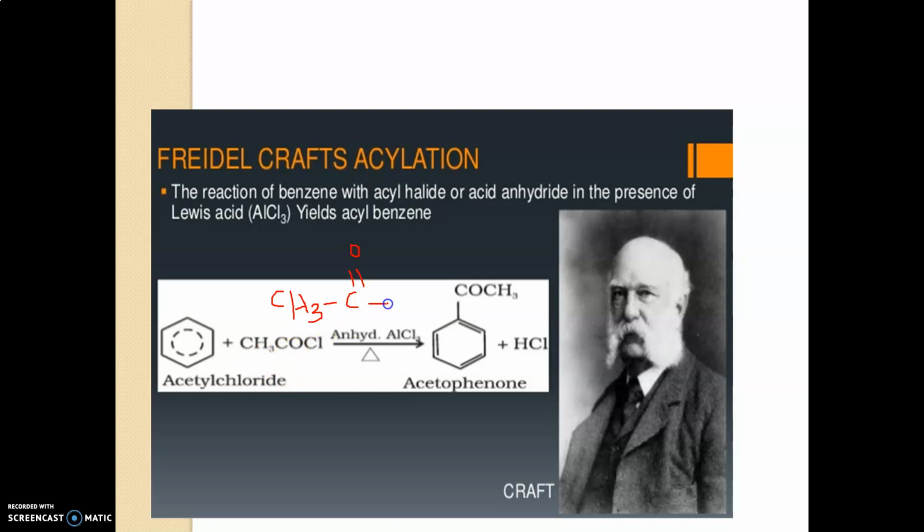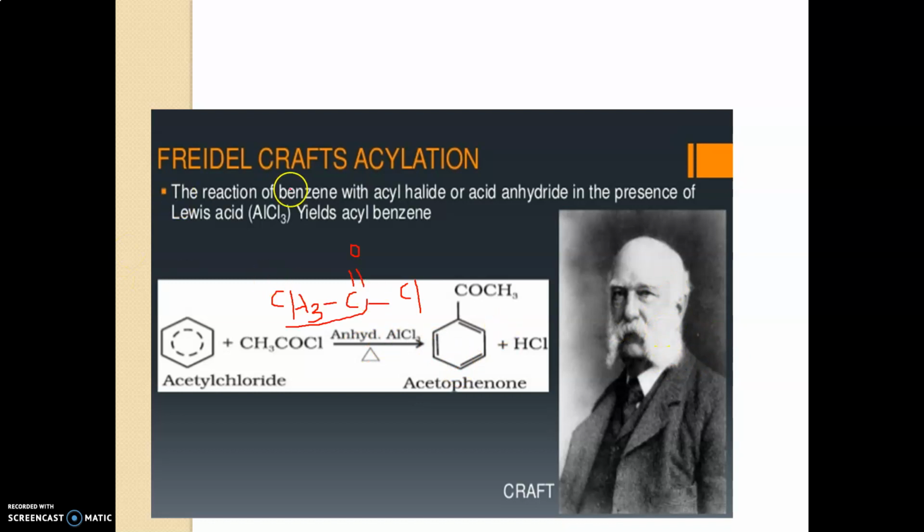So if you check the compound, it has the structure CH3 C double bond O Cl. So it is an acyl group. So addition of this group to this benzene is known as acylation. So we'll get an acyl compound. This CH3 C double bond O group will attach to the benzene ring. We'll get acetophenone. This is the well-known scientist Crafts.